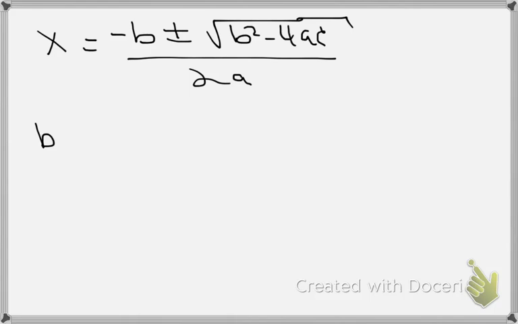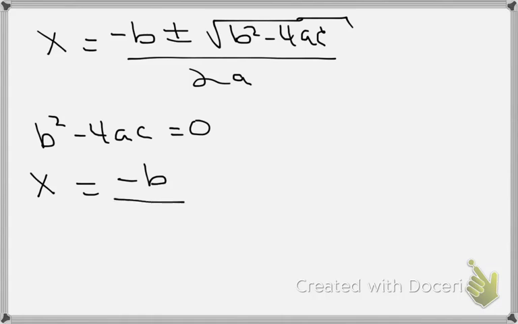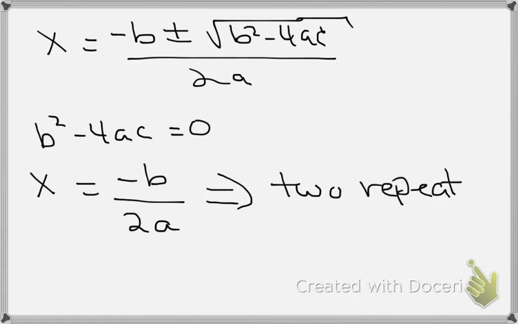One possibility is that b squared minus 4ac is equal to 0. If that's the case, then our quadratic formula becomes x is equal to minus b divided by 2a, because the b squared minus 4ac becomes 0. And so this implies that we have two repeated roots. Because we would get two solutions, but you see that the only thing that comes out is x is equal to minus b over 2a. So that's all we get when we have b squared minus 4ac equal to 0.